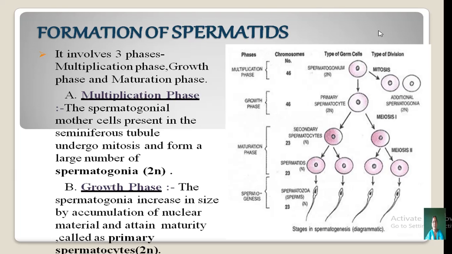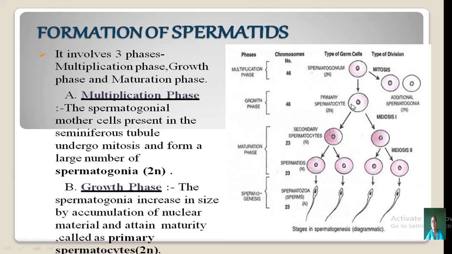Then, growth phase. The spermatogonia increase in size by accumulation of nuclear material and attain maturity. Then those are called primary spermatocytes. After growth, the spermatogonia are called primary spermatocytes. In this structure, you can see this is the spermatogonia. Singular, it is called spermatogonium. It undergoes growth to produce the primary spermatocyte. This is diploid. Spermatogonium undergoes growth to form the primary spermatocyte.